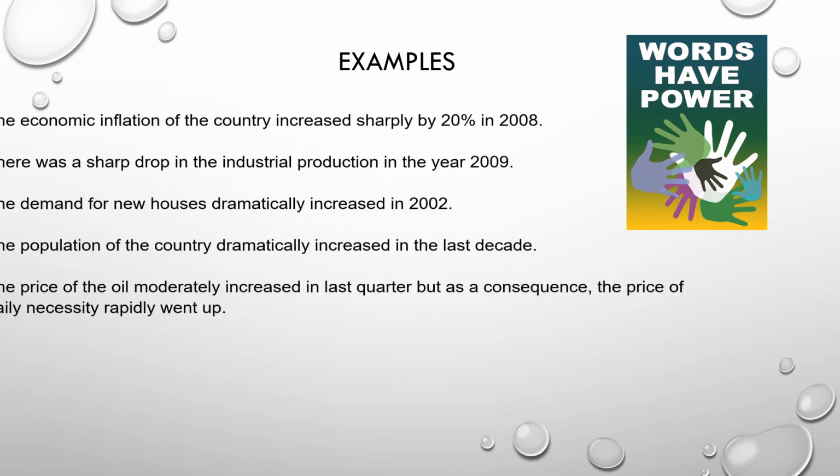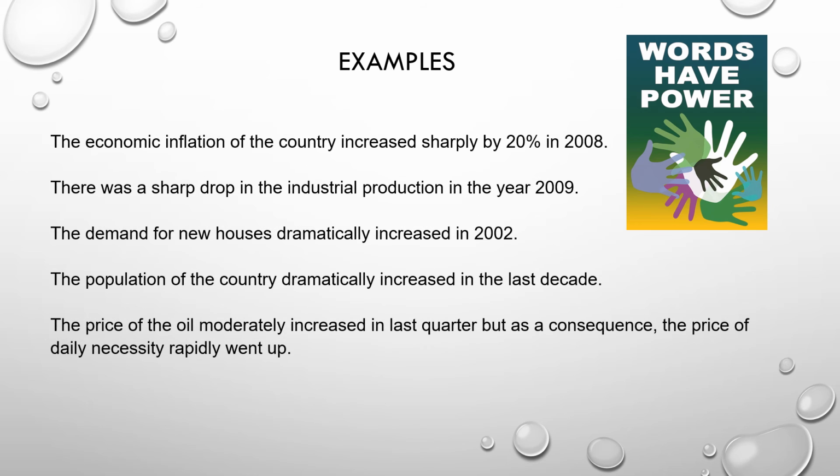So now what our examples are: the economic inflation of the country increased sharply by 20% in 2008. There was a sharp drop in the industrial production in the year 2009. The demand for new houses dramatically increased in 2002. The population of the country dramatically increased or rose in the last decade.